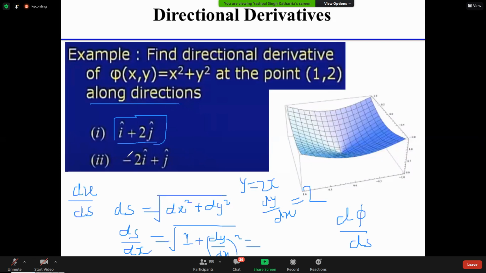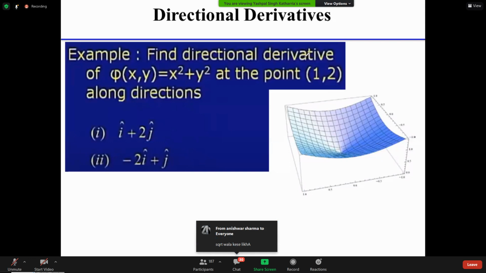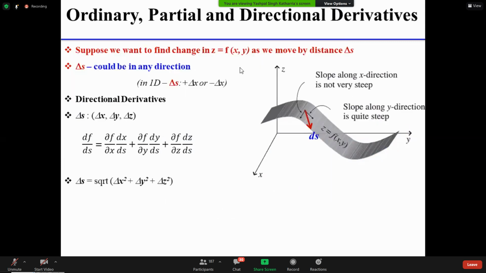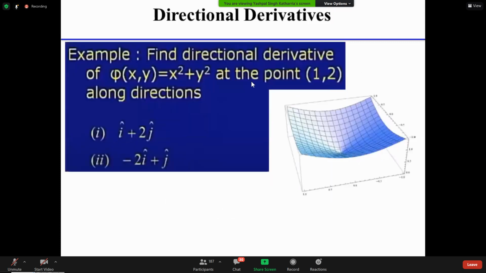Okay, so yes, same way, can you do it for the next part? For the second part here? Okay, thank you. You can mute yourself. So this is all about the derivatives, ordinary, partial, and directional derivatives, and I want to use them now. So I have introduced them.